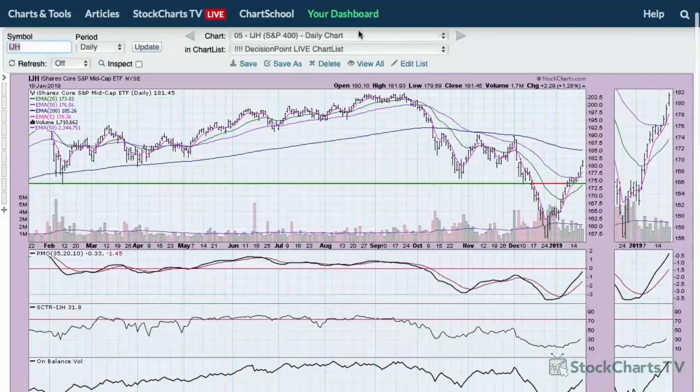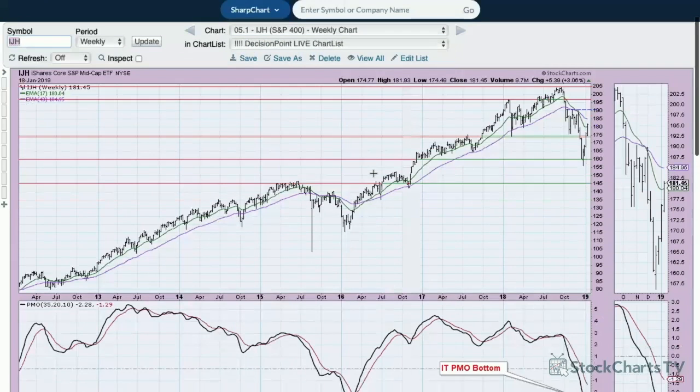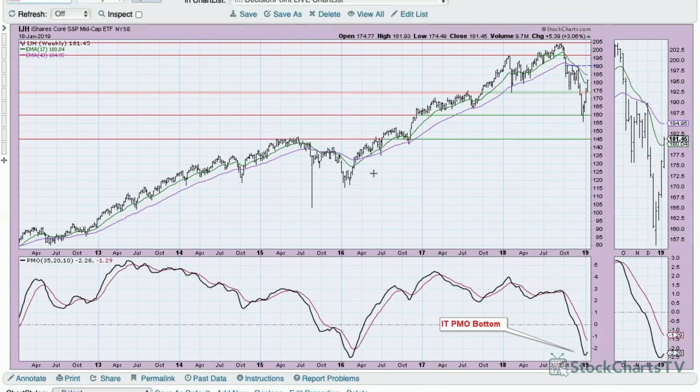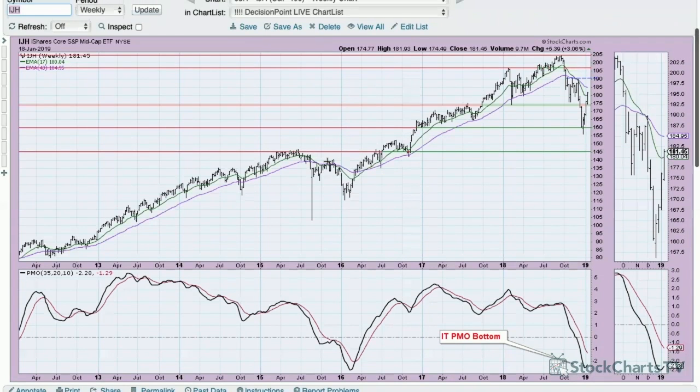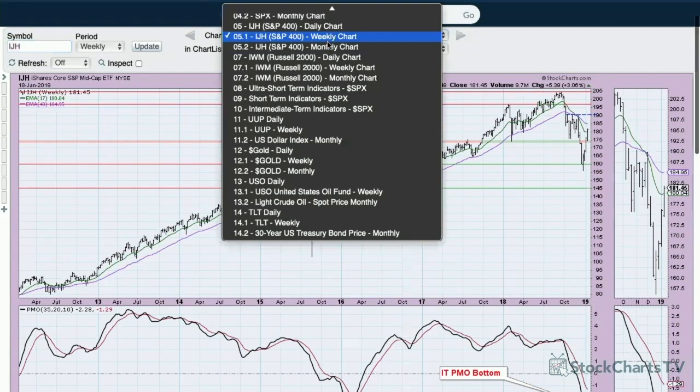So I will update that, because all of these charts you're looking at are in the DecisionPoint live chart list. Just go to the DecisionPoint blog and the link is right there at the top. And you'll see these charts exactly with the annotations. All right, bottom for the S&P 400 on the weekly chart as well.